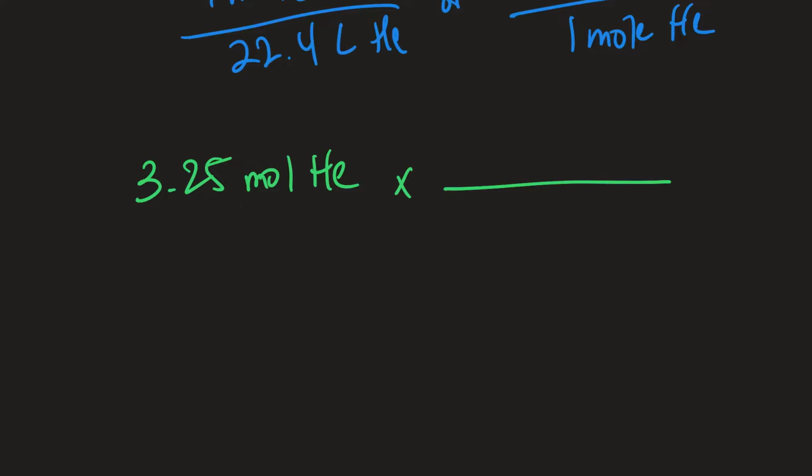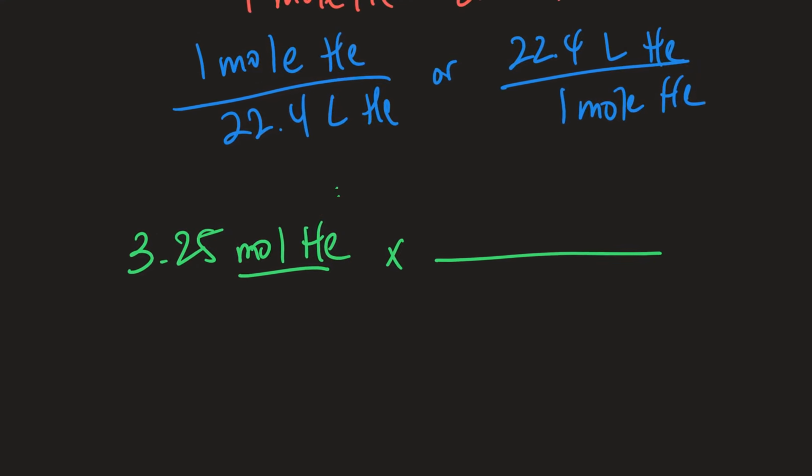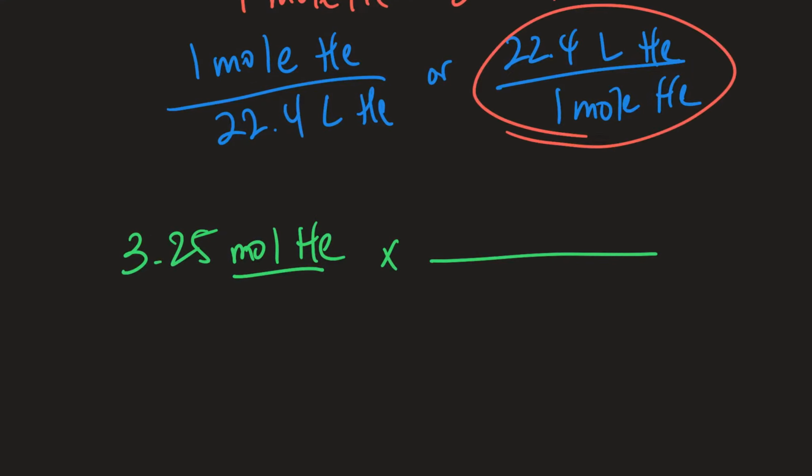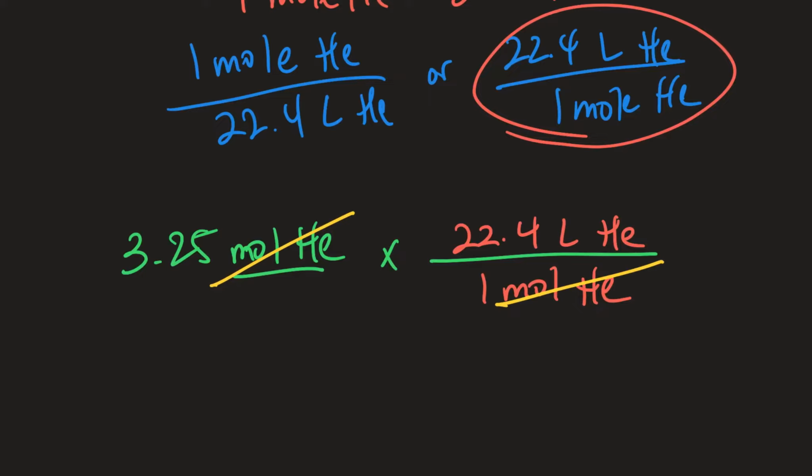We're trying to figure out the volume that this amount of moles occupies. We start off with moles, so that simply means we need to cancel out the mole, and this mole must be in the denominator, so this has to be our conversion: 22.4 liters of He over 1 mole of He. And so then we can cancel these out.